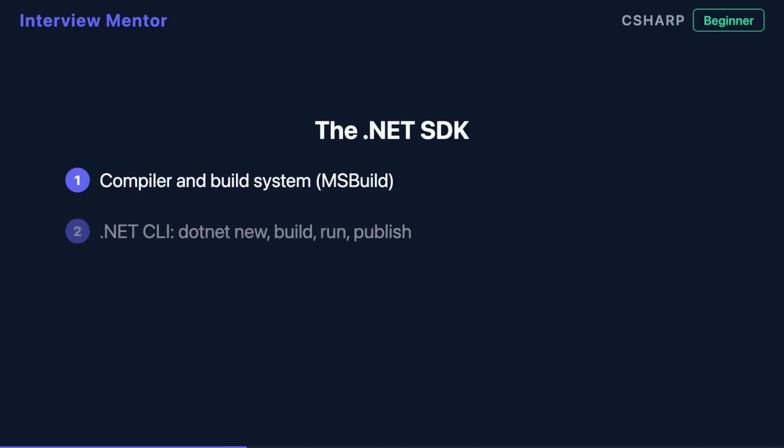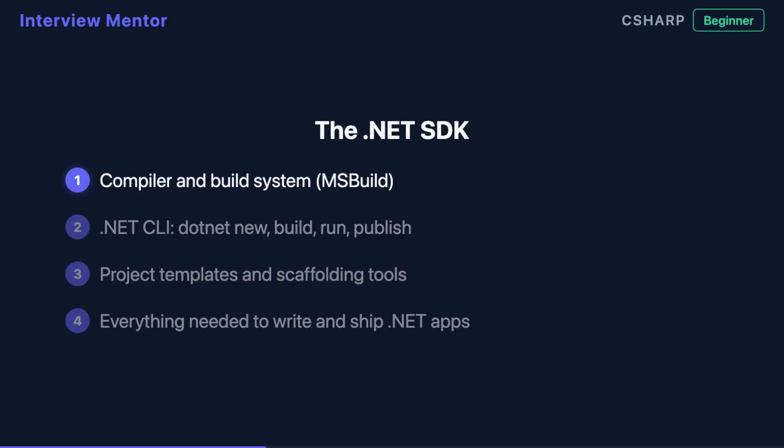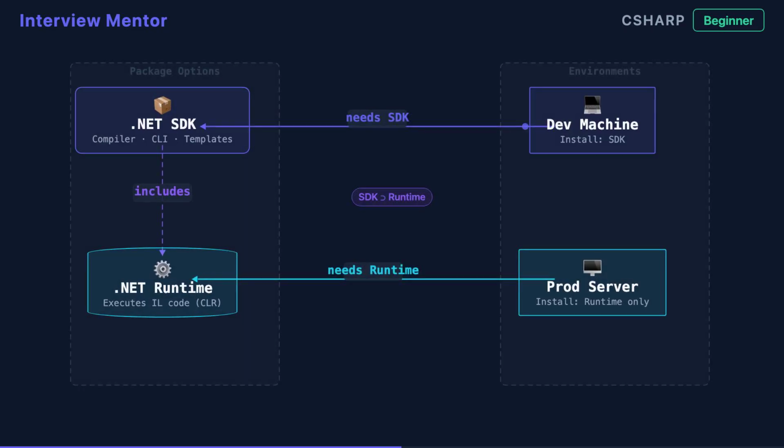The .NET SDK is the full developer toolkit. It includes the compiler, the .NET CLI tools, project templates, the build system, and everything you need to write, build, and publish applications. When you run commands like dotnet new, dotnet build, or dotnet run, that's all the SDK at work. Here's the critical relationship. The SDK includes the runtime. Think of the SDK as a superset.